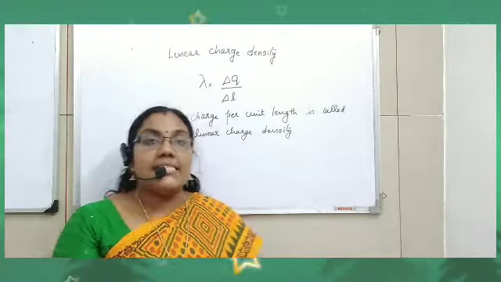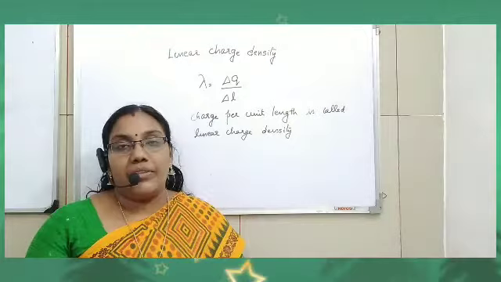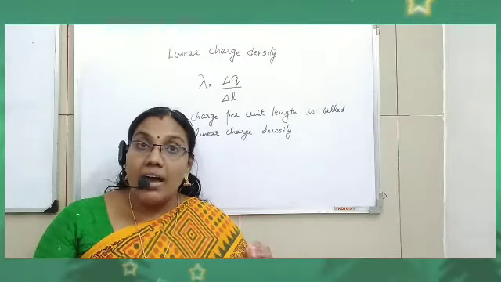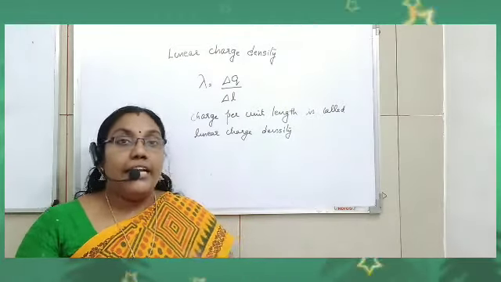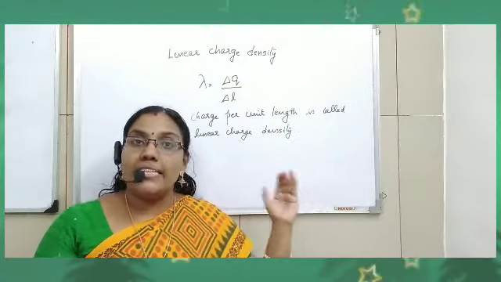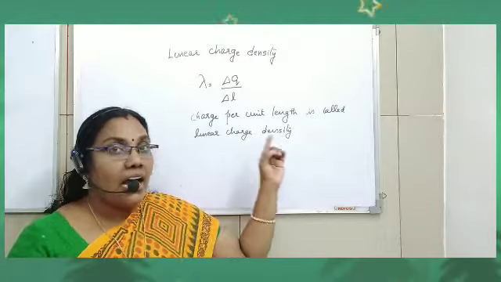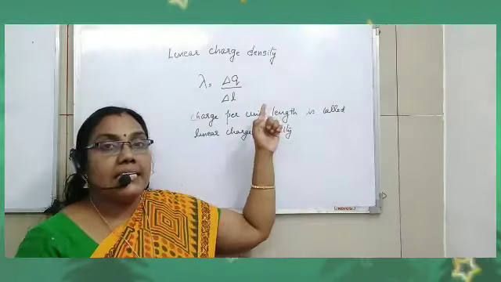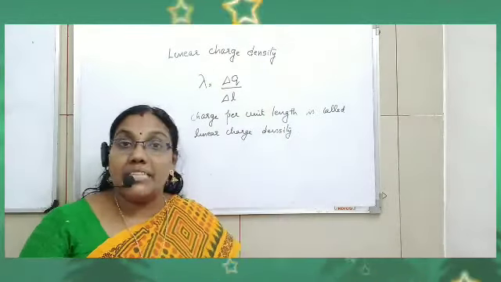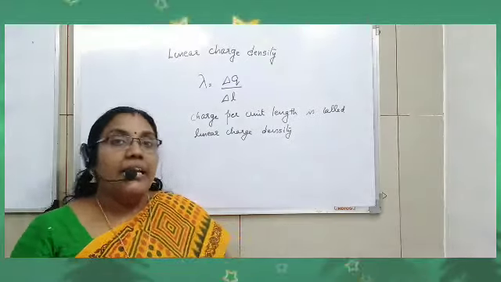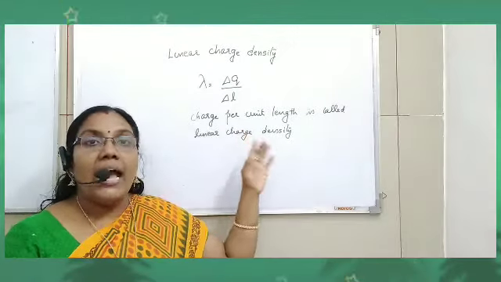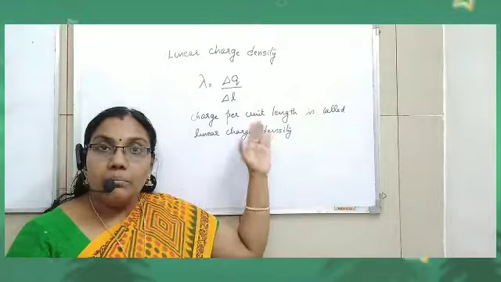Linear charge density is represented by the letter lambda. Linear charge density is charge per unit length. If delta Q charges are uniformly distributed on the surface of a thin wire, then linear charge density is charge divided by length, that is small charge delta Q divided by the small length delta L. It is represented by the letter lambda, and its unit is Coulomb per meter.